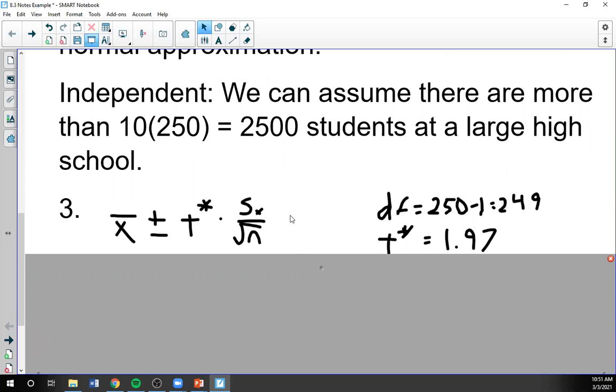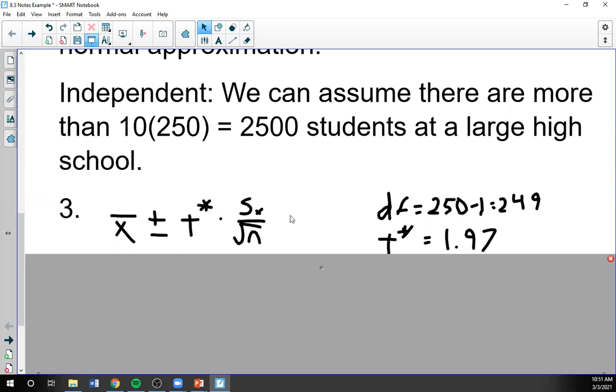Here's your formula. Formula, plug in the numbers, answer, and since this is a t-score, we need to say degrees of freedom as well. So for your t-score, you should be using inverse t, and it should be 0.975. Your degrees of freedom is 249.